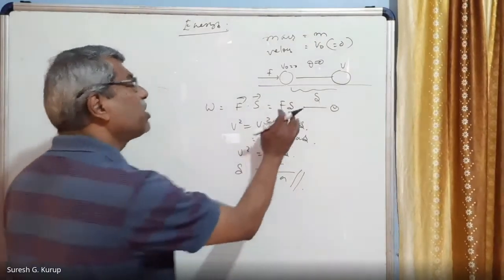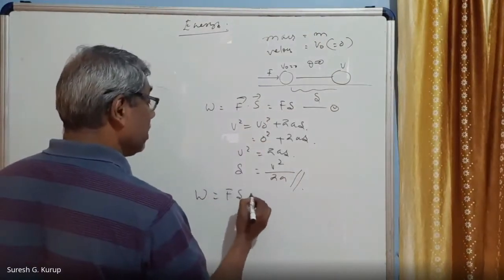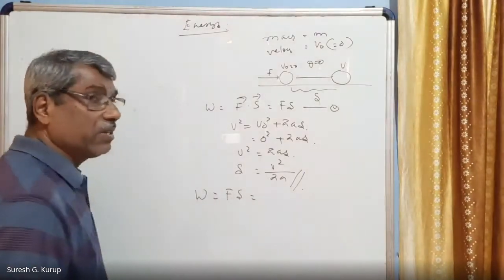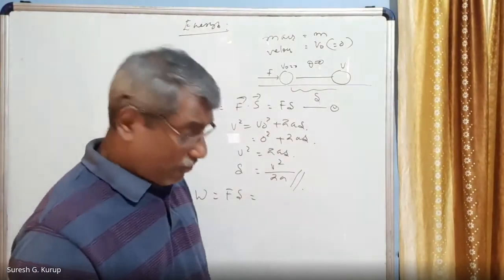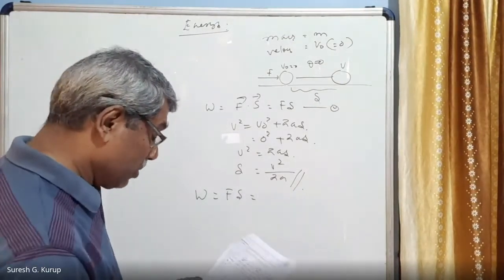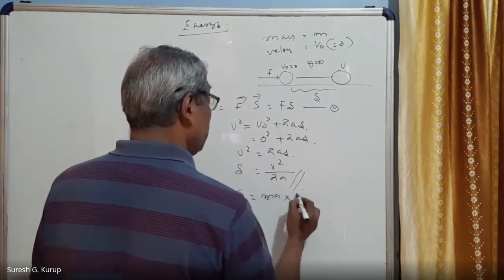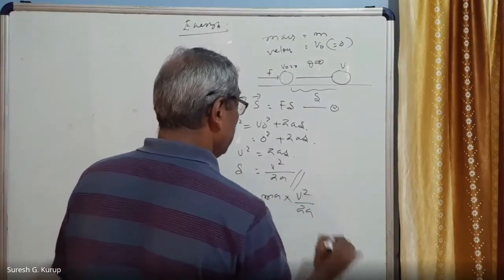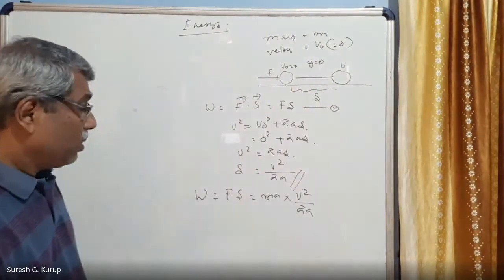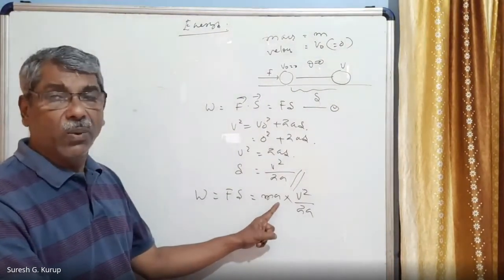So applying this relation, we will get W = Fs. Everybody knows that F is equal to mass into acceleration, right? So F = ma, and s = v² / 2a also we can write. Here m is the mass of the body, and a is the acceleration of the body.